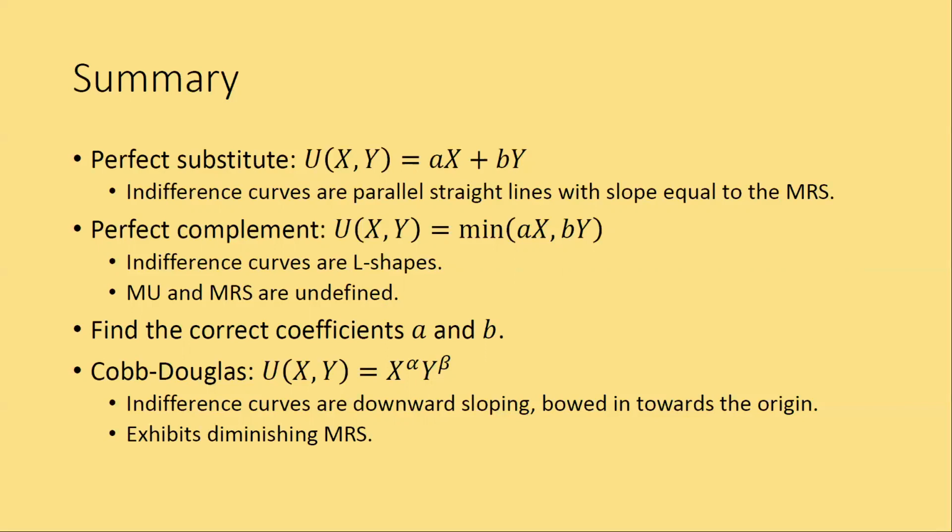Lastly, we discussed the Cobb-Douglas utility functions, which is in the middle. There is some substitutability between the two goods, but they are not perfect substitutes. The MRS is going to change as x and y change, and it also depends on the value of alpha and beta. The indifference curves are downward sloping and bowed in towards the origin. And the Cobb-Douglas utility function also exhibits diminishing MRS.